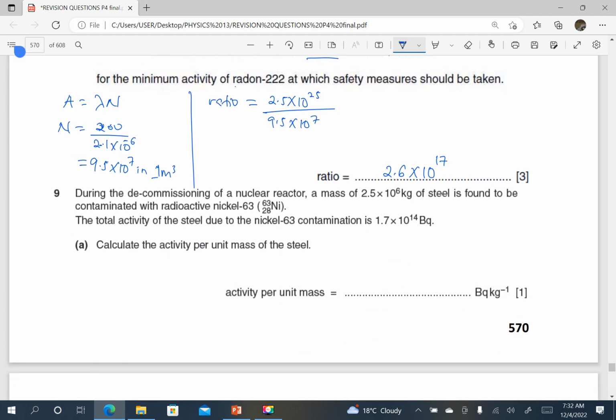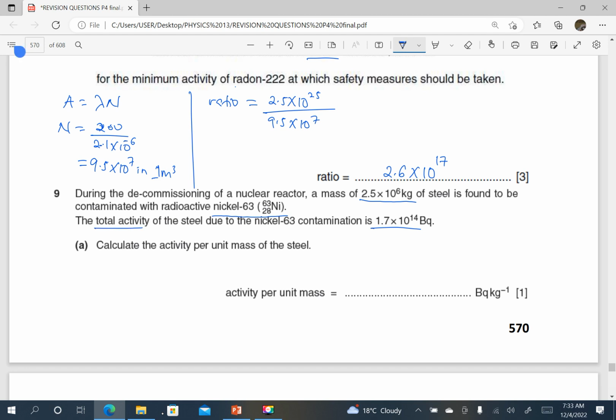During the decommissioning of a nuclear reactor, a mass of 2.5 times 10 power 6 kilograms of steel is found to be contaminated with radioactive nickel 63. The total activity of steel due to nickel contamination is 1.7 times 10 power 14 becquerels. Calculate the activity per unit mass. So this was the total activity, so we need the activity per unit mass.